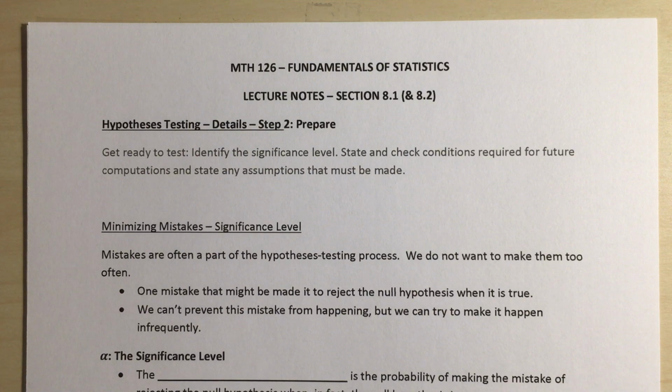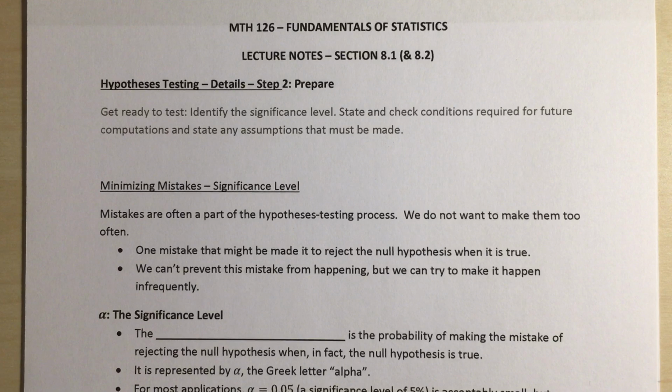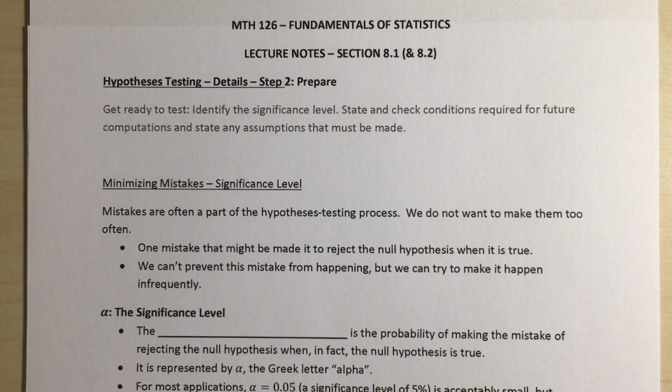All right, so to start with, let's talk about our significance level. Our significance level is a way of minimizing mistakes. So mistakes are often part of the hypothesis testing process. We do not want to make them too often. One mistake that might be made is to reject the null hypothesis when it is true. We can't prevent this mistake from happening, but we can try to make it happen infrequently.